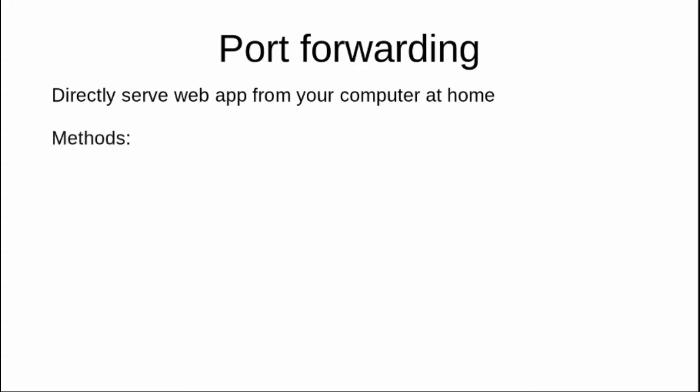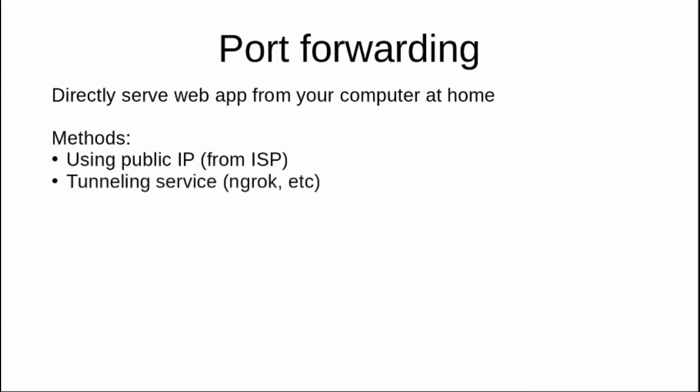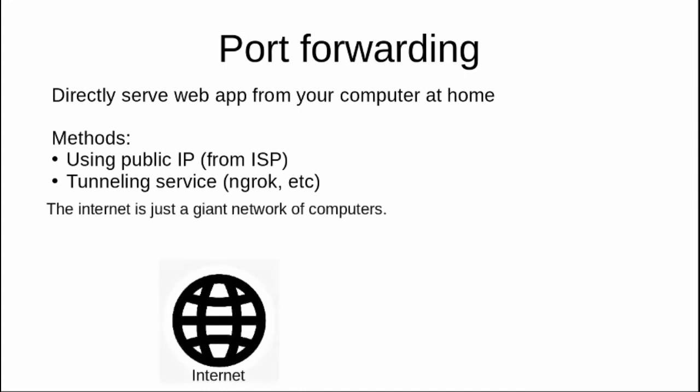So how can we achieve this? And the first one, we can use our public IP, which is given by our ISP or the internet service provider. And the second one, we can use a tunneling service, external tunneling service like ngrok, for example. So how does this work? The internet is basically just a giant network of computers. Google has their own computer, you have your own computer. For you to connect to Google, there needs to be some sort of medium, and that medium is the internet.